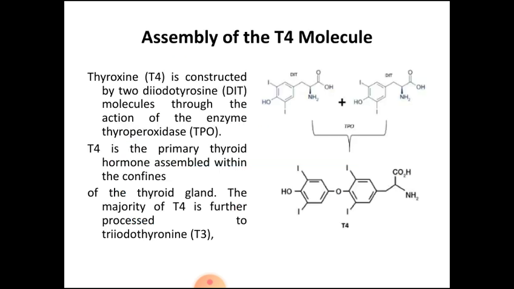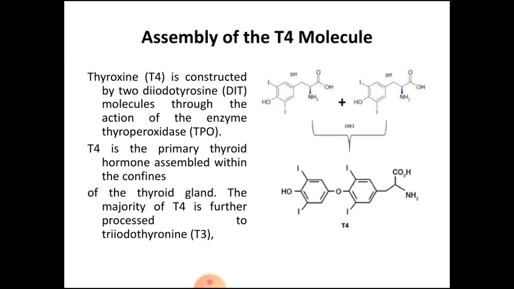So, next slide. This is the assembly of the T4 molecules, as shown in these pictures on the left. Thyroxine, T4, is constructed from two diiodotyrosines. Diiodotyrosine plus diiodotyrosine forms T4 through the action of the enzyme thyroperoxidase, TPO. T4 is the primary thyroid hormone assembled within the confines of the thyroid gland.